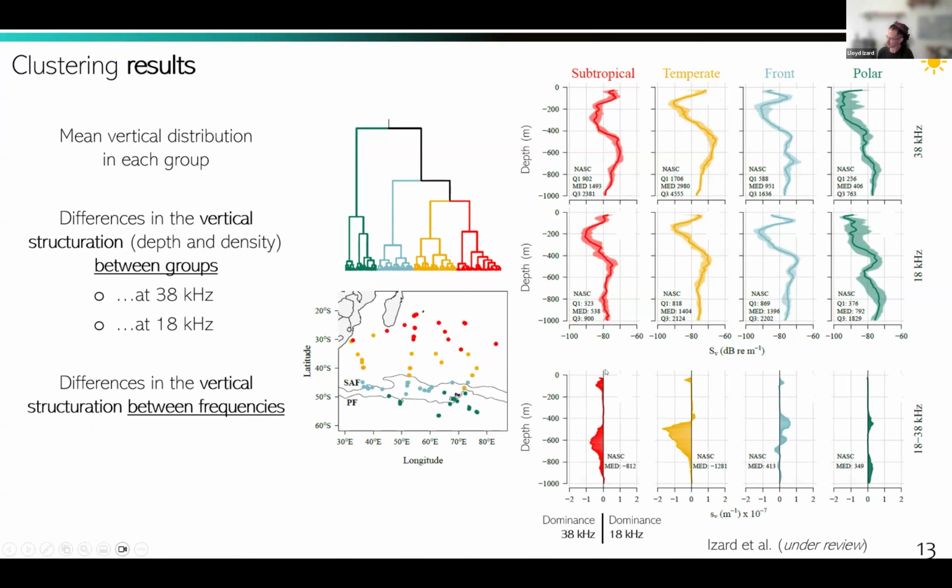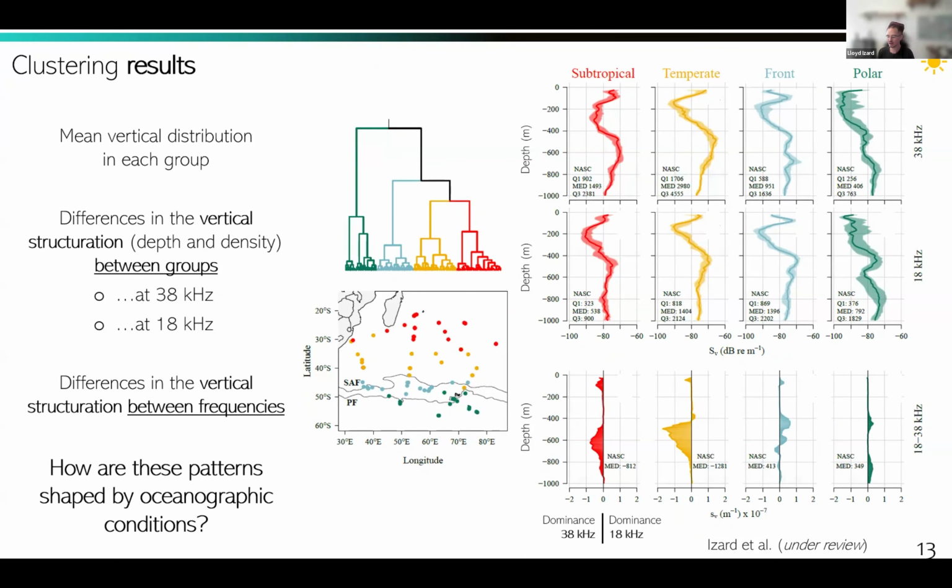What is important to note is that there is a dominance of 38 kilohertz in the 2 northern regions. That's going to be the negative values here on these 2 subfigures. And in the southern region, you'll get a dominance of 18 kilohertz along depths. So that really shows that we have indeed differences in the vertical structuration between frequencies in our system.